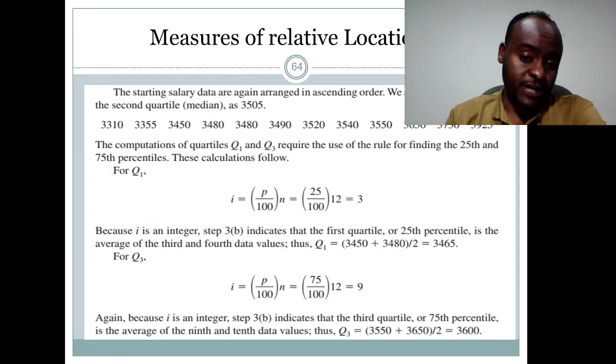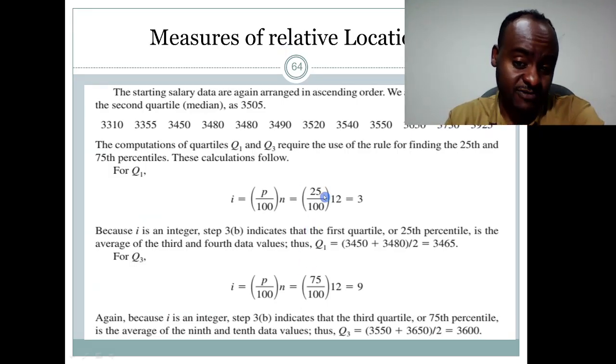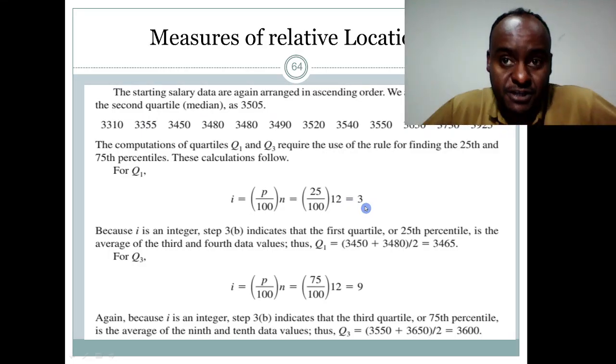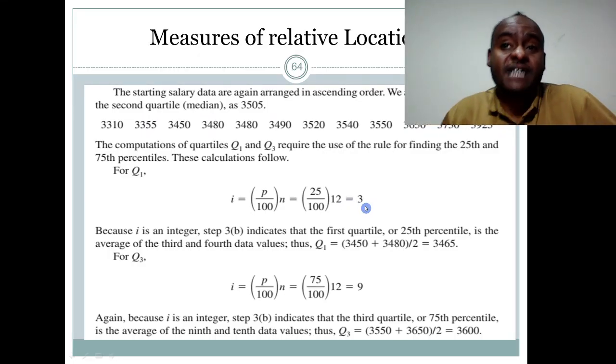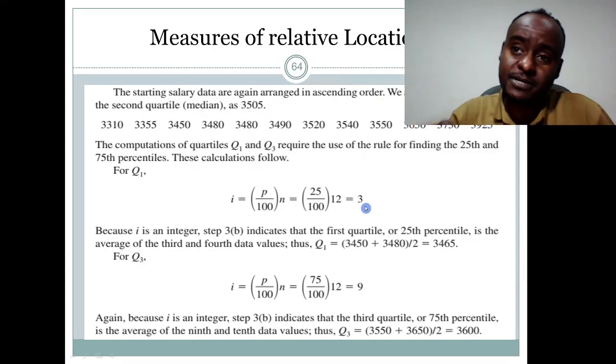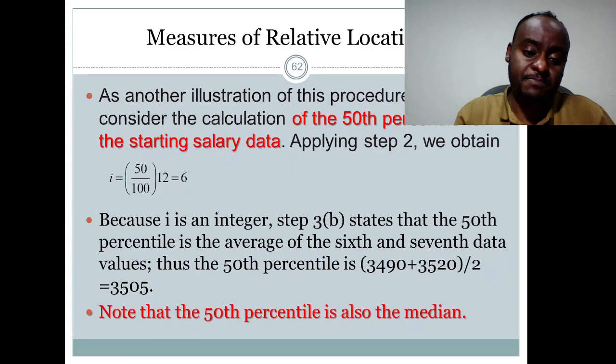So now for Q1, let's go for it. It is 25 over 100 times the number of observations, which is 12. Then we got 3, which is an integer. If your index is an integer, you are going to apply rule number 3b. 3b means this one.